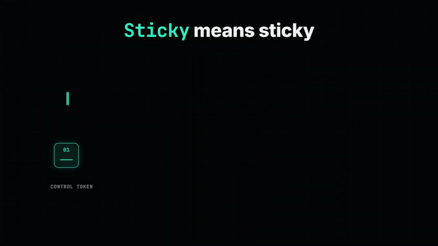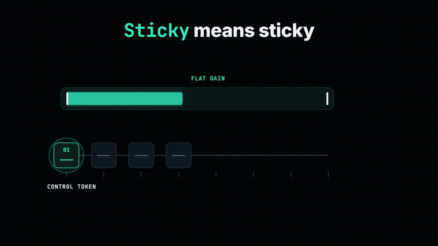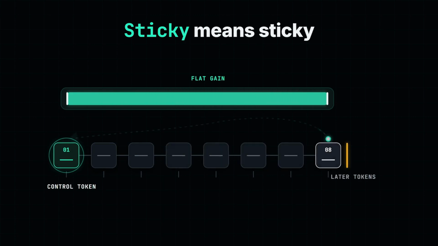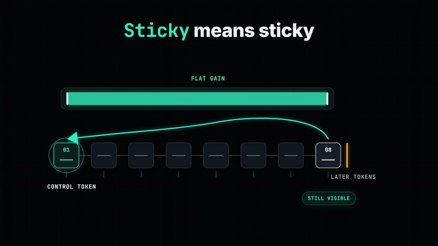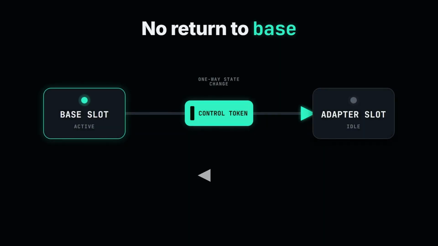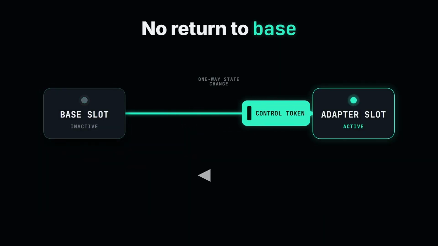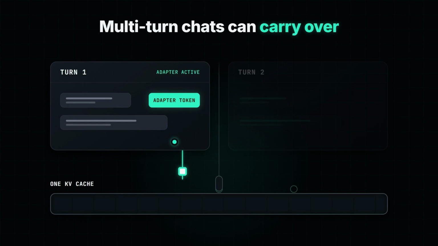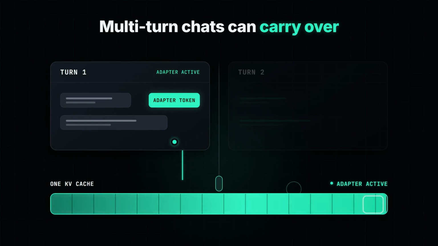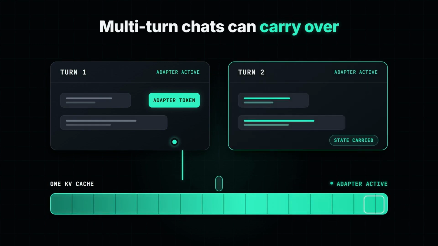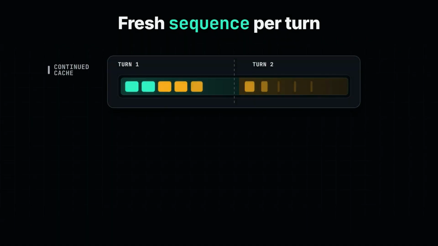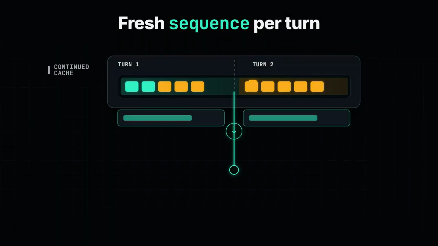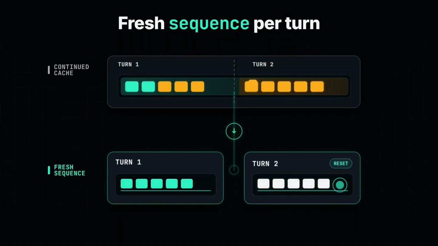The router gain is flat rather than recency biased, so an earlier control token remains visible throughout the sequence. Within one sequence, there is no mechanism to revert from an activated adapter back to the 0 base slot. If a client continues 1 KV cache across turns, the adapter can remain active into the next conversation turn. The documented workaround is to start a fresh sequence for each served turn when base behavior must reset.